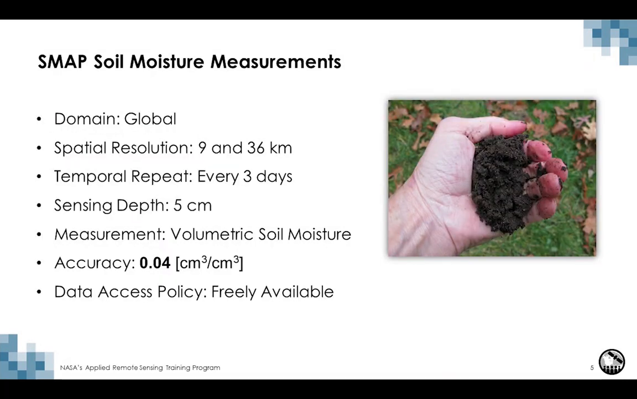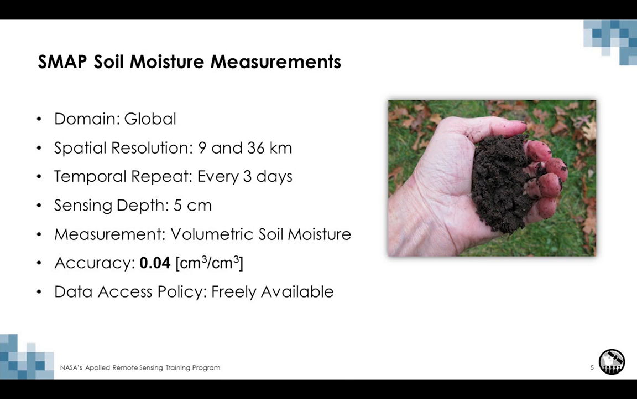So here I've listed the characteristics of SMAP soil moisture measurements. The domain is global. The spatial resolution is at 9 and 36 kilometers. The temporal repeat is every 3 days. So every 3 days you have a complete map of global soil moisture. The sensing depth is approximately 5 centimeters. The measurement is volumetric soil moisture. That means that it's a measurement of the volume of water within a given volume of soil.